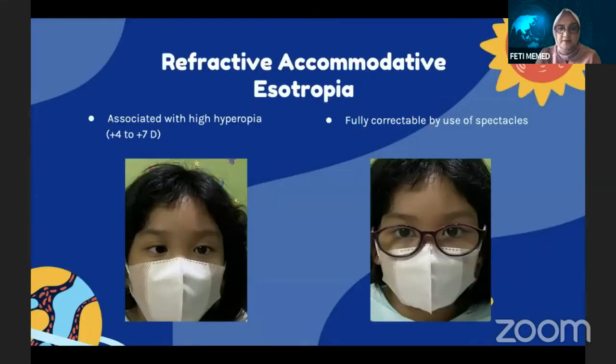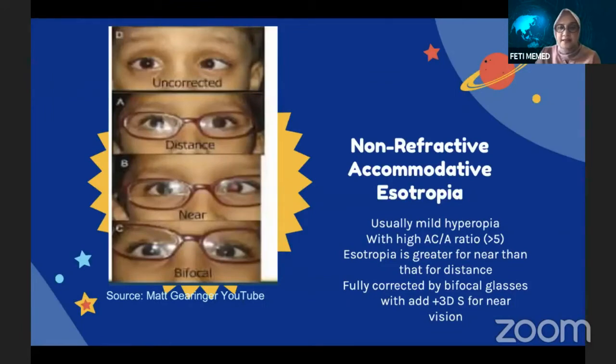This is one patient with refractive accommodative esotropia associated with high hyperopia. In this picture, without glasses, we can see the esotropia, and after the glasses fully correct, we see orthotropia. The second is non-refractive accommodative esotropia, usually mild hyperopia with high AC/A ratio, and the esotropia is greater for near than for distance, fully corrected by bifocal glasses with +3 diopters for near vision.